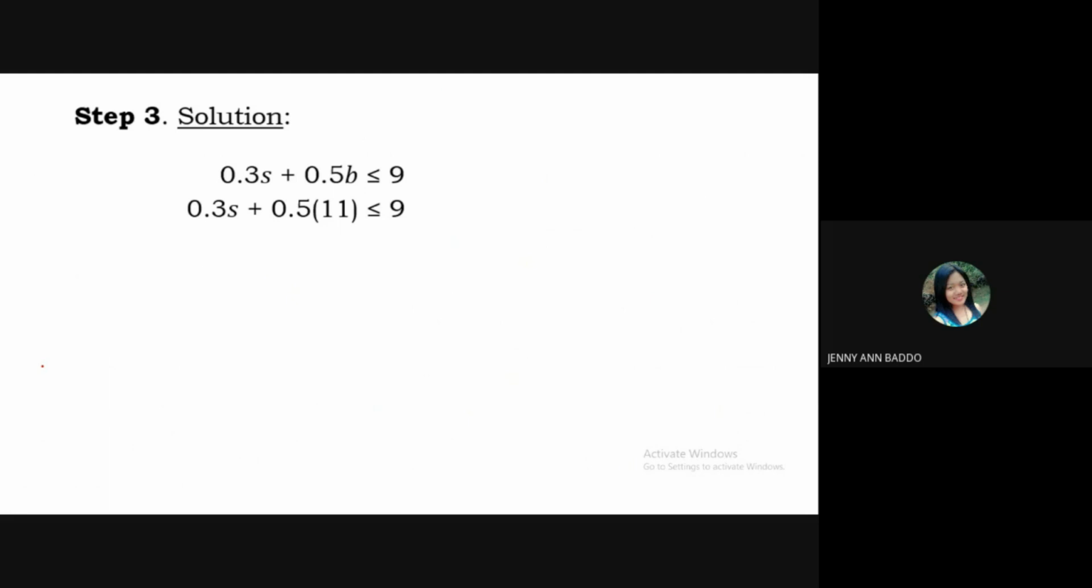The question is, how many snake plants can she water with the remaining amount of water after watering 11 bird of paradise plants? So we will substitute 11 for B. So we now have 0.3S plus 0.5 times 11 is less than or equal to 9. Multiplying 0.5 times 11, we have 5.5.